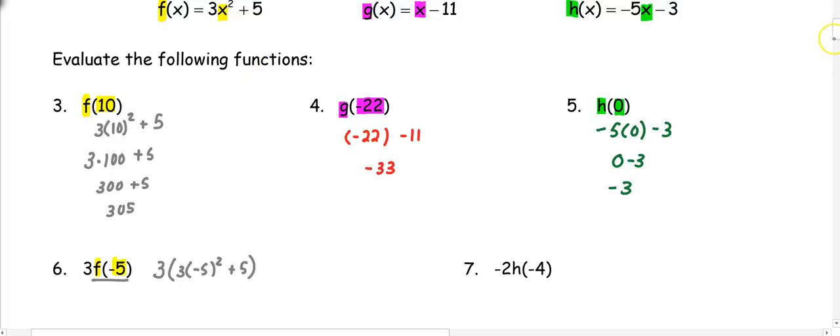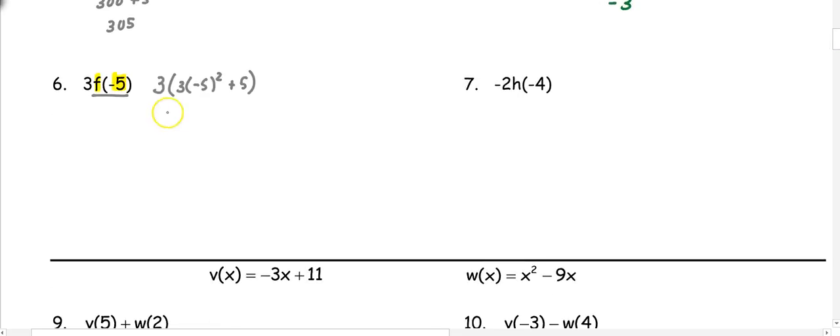So I'm going to do my parentheses first, and I get 3 times, and then parentheses 3 times 25 plus 5, 3 times 75 plus 5, so 3 times 80 would get us 240.